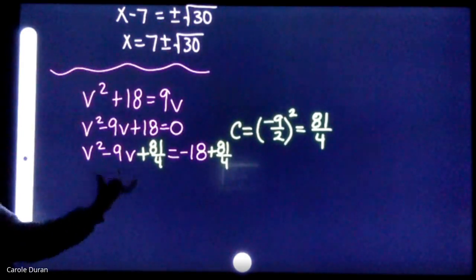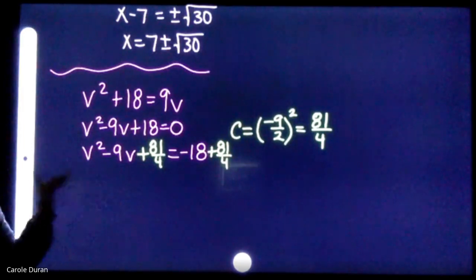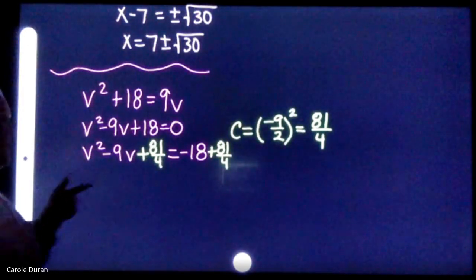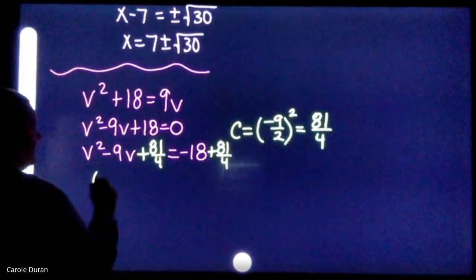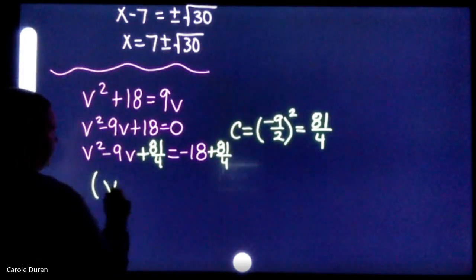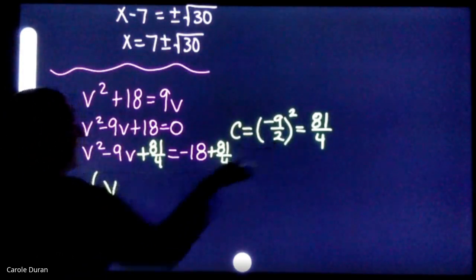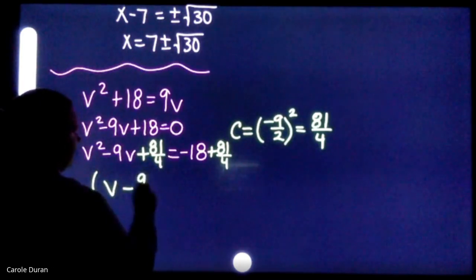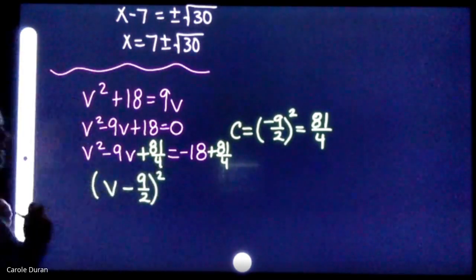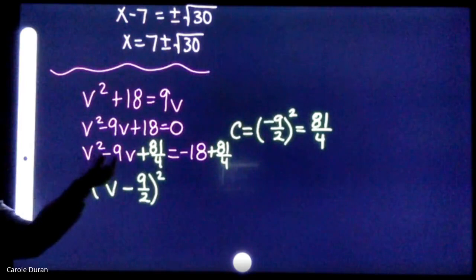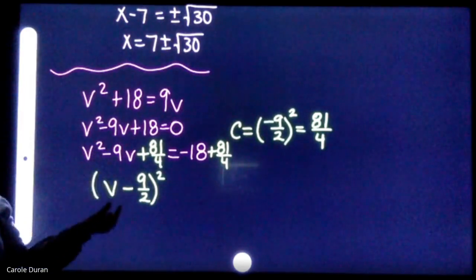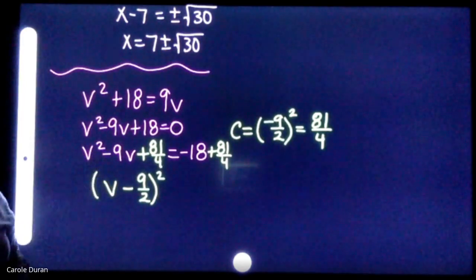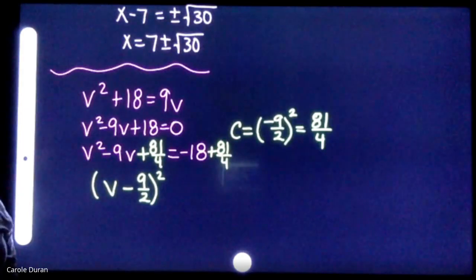My next step then is to factor this left-hand side using that shorthand that we figured out for the perfect square trinomial. This is going to factor then into v and half of whatever that middle term was. So my middle term was 9, half of 9 is 9 over 2, and it takes the sign of that middle term. So v minus 9 over 2 squared.